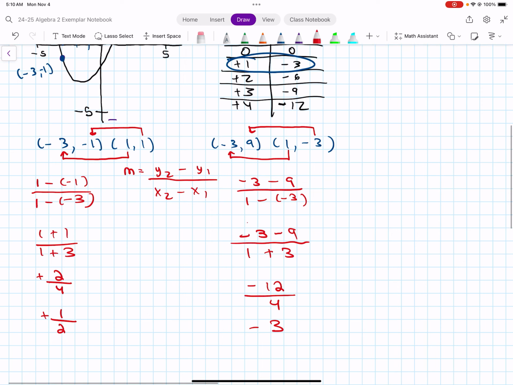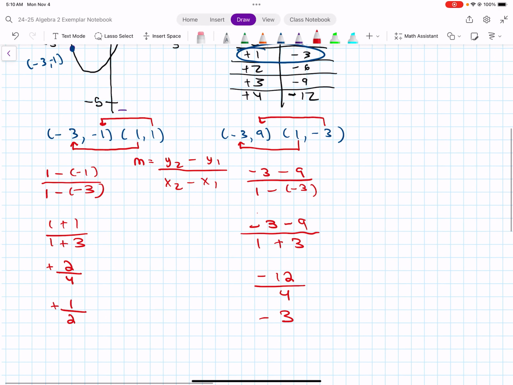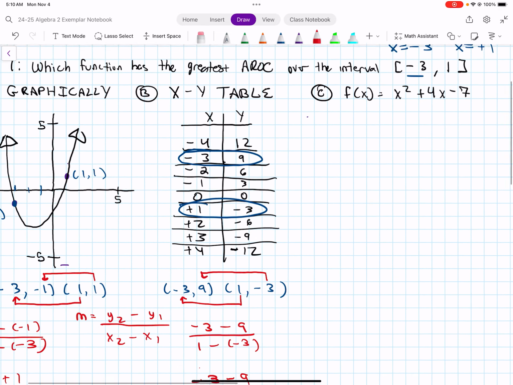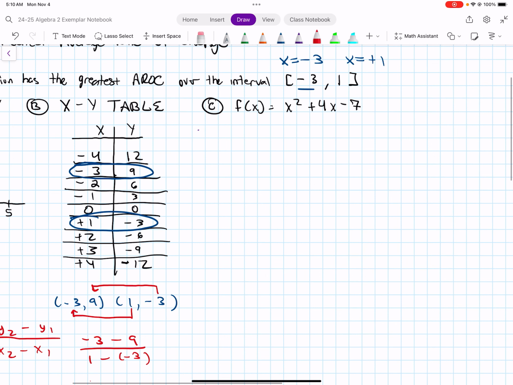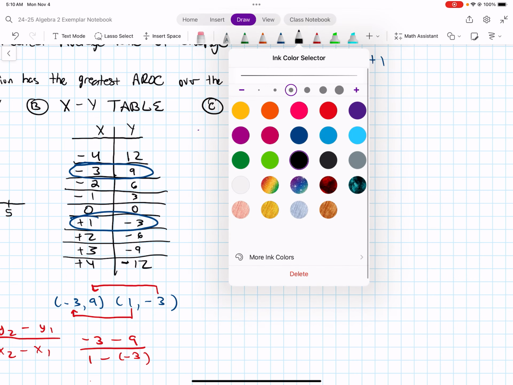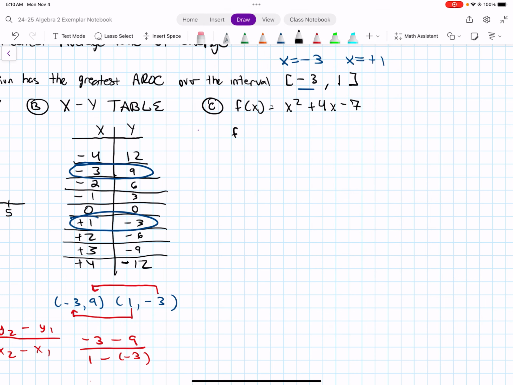All right. So now that we have solved the slope of the graph and the table, we're now going to focus on f of x, the function. And so f of x equals x squared plus 4x minus 7. So we're going to solve for f of -3, which equals -3 squared plus 4 times -3 minus 7.